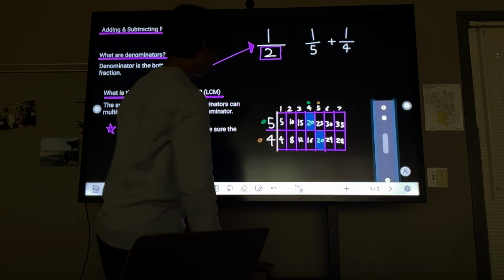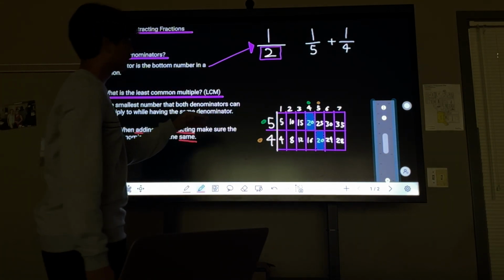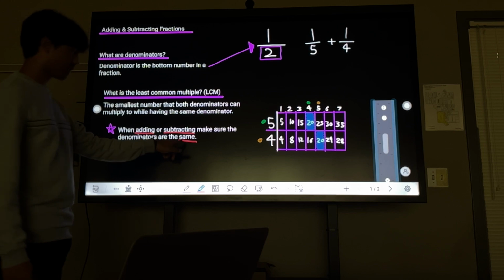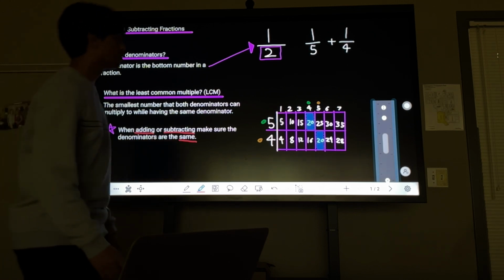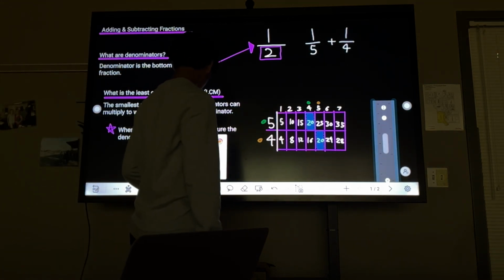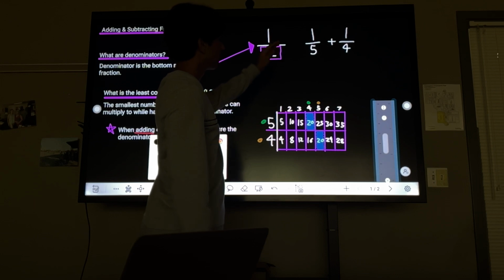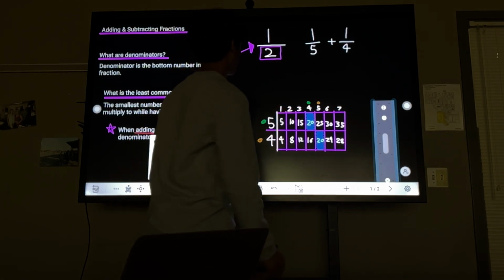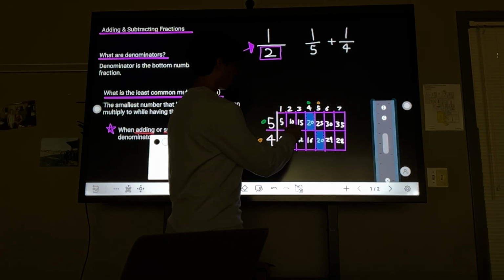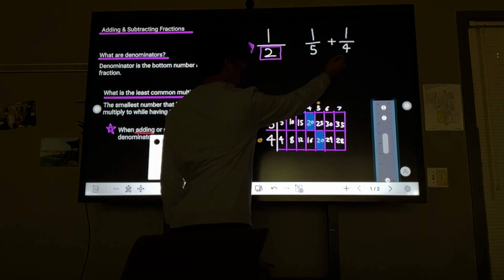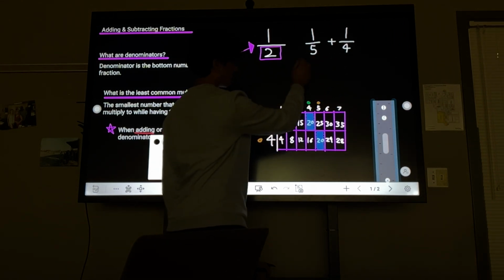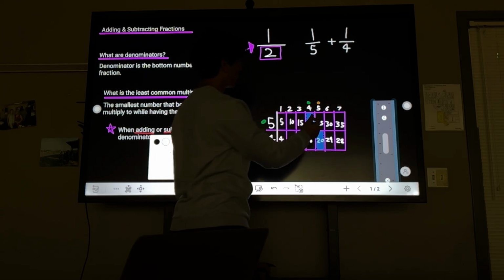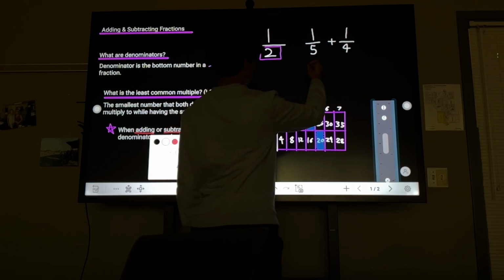So when you need to add and subtract fractions, you have to make sure that the denominators are the same. So that's really, really important to know. So let's continue on the problem: 1/5 plus 1/4. So now that we know that we need to make the denominators the same, and to do that we have to find the least common multiple. We know the least common multiple is 20.